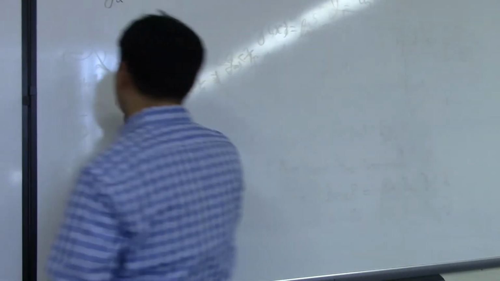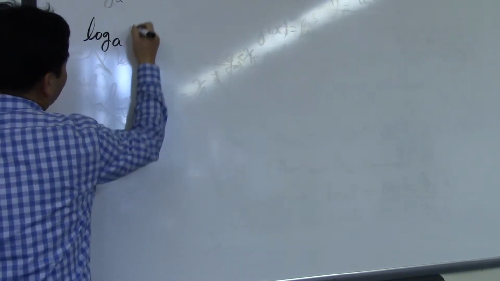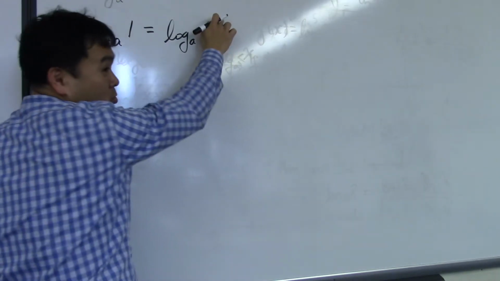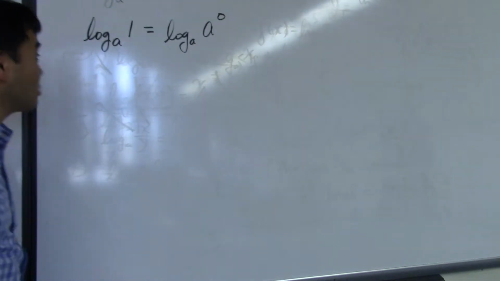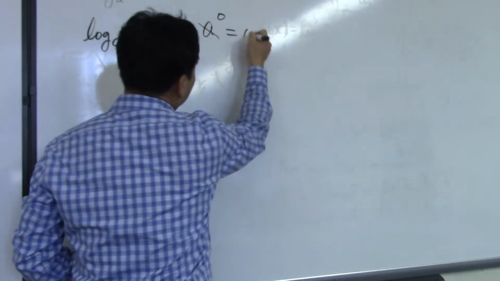There's one straightforward proof that simply says log a of 1 is log a of a to what power? Anything to the 0th power is 1, right? So you can rewrite 1 as a to the 0th power, and then you can cancel and you get 0.